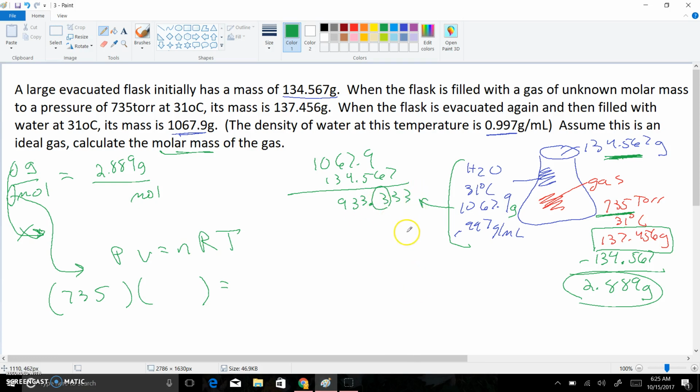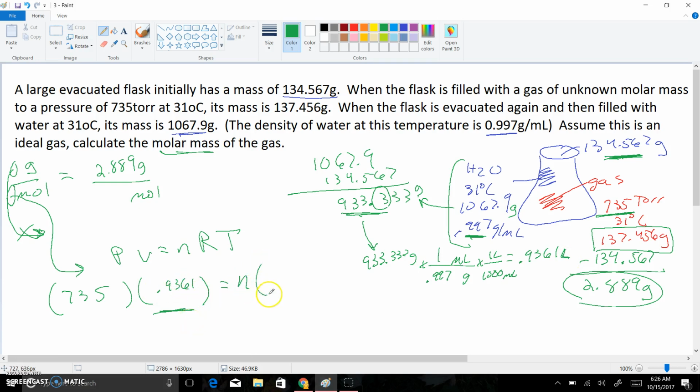Now this is in grams, and I need to find volume here, so I need to find it in liters. So I'm going to take my 933.333 grams and convert it from grams into milliliters using my density, because it tells me 0.997 grams is in 1 milliliter. And then I can go from milliliters, 1,000 milliliters in 1 liter, to find my actual volume. 4 sig figs in the end, just like I found right here. So I got 0.9361 liters. That's the number I'm going to put here, 0.9361.